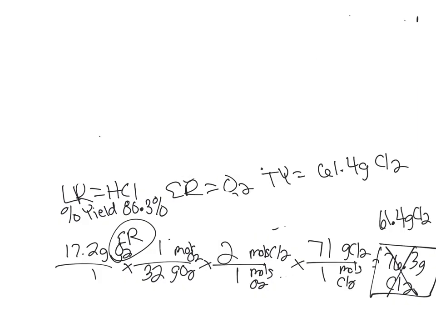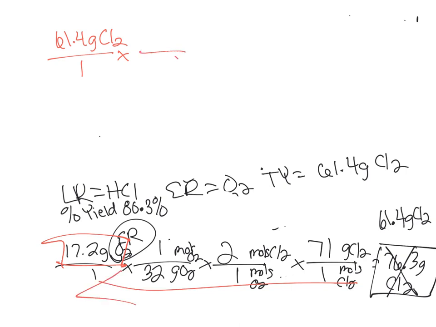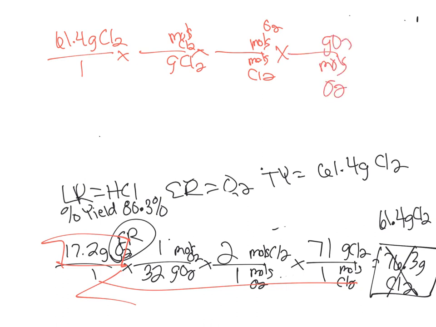Our last part. We want to know how much excess was actually used and how much is left over then. So we started with 17.2 grams of oxygen, but that didn't all happen. Remember, this was the excess reactant. So we're going to take our 61.4 grams of Cl2, which was our theoretical yield, and remember we're going to flip this and reverse it. So grams of Cl2 goes to moles of Cl2. And then you're going to go moles of Cl2 to moles of our oxygen, which is our excess reactant, and then moles of oxygen to grams of oxygen. And remember, this has all been done for you, so you just flip and reverse it.